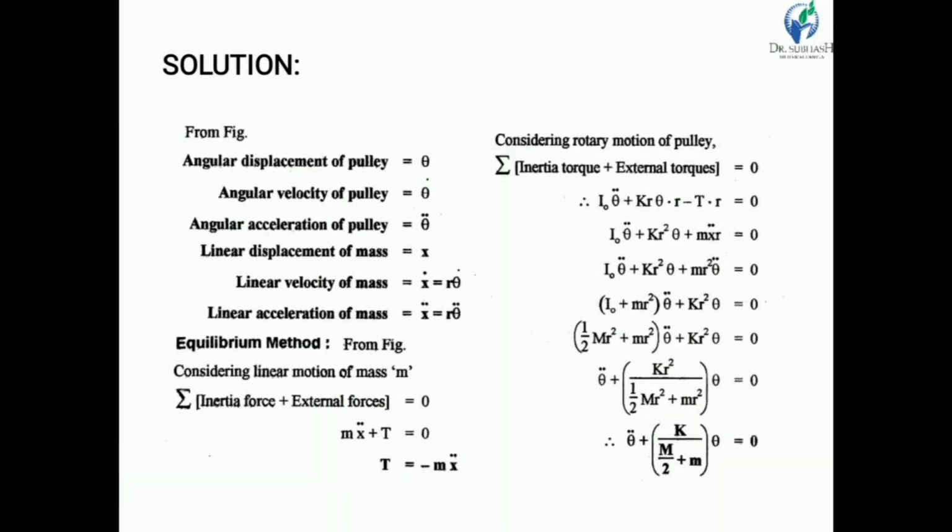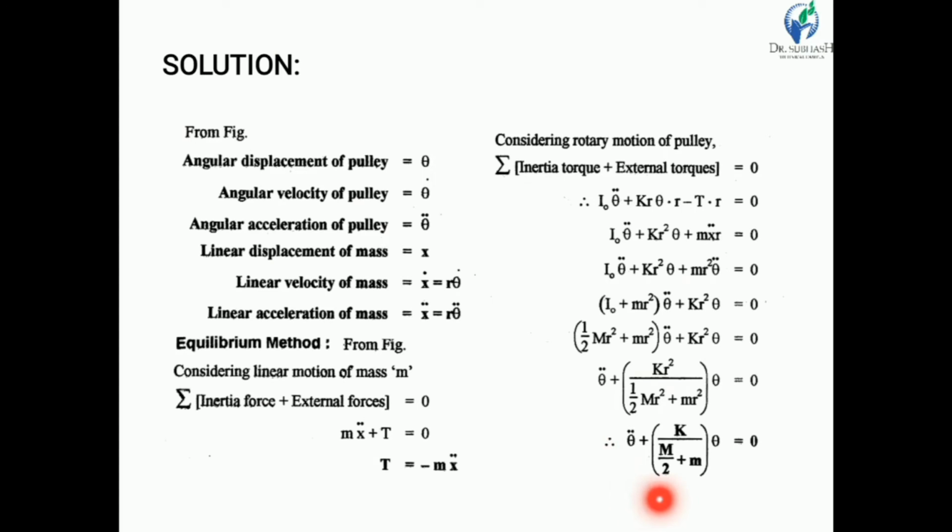So if we take theta double dot common, here the r square we consider: theta double dot plus, in bracket, k r square upon (1/2 capital M r square plus small m r square) into theta is equal to 0. So here r square is common in numerator and denominator. So finally we get theta double dot plus, in bracket, capital K divided by (capital M by 2 plus small m) into theta is equal to 0.